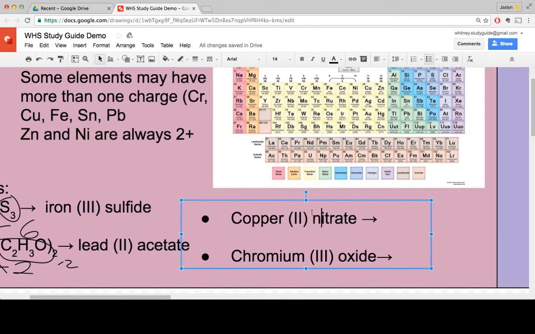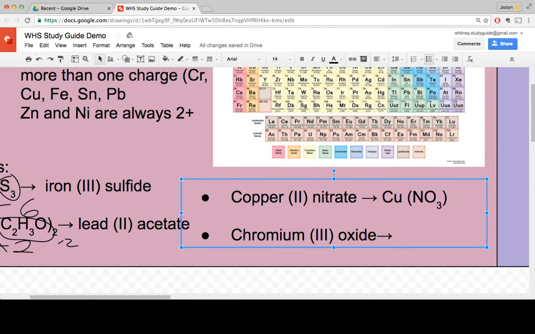Okay, so now we're doing names to formulas. So we have copper, which is +2 nitrate. So then Cu, and nitrate has a charge of -1. So in order to counteract, in a sense, +2 with nitrate, we're going to have to do 2 nitrates. Get the subscript. There we go.